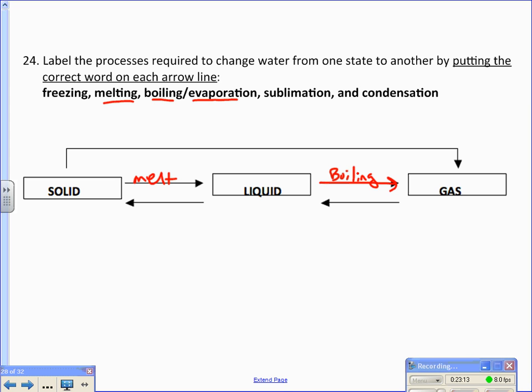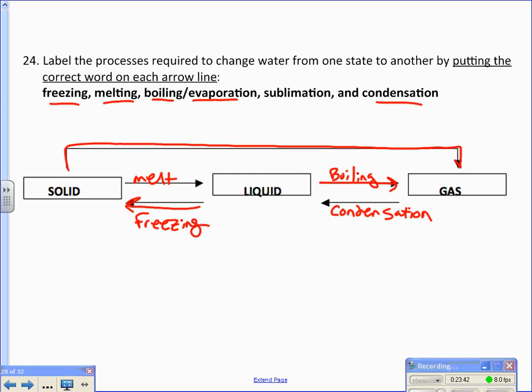If we go from a gas to a liquid, we are condensing, condensation. And if we go from a liquid to a solid, we are freezing. And if we go from a solid directly to a gas, this is called sublimation.